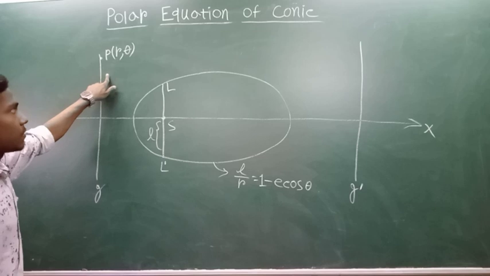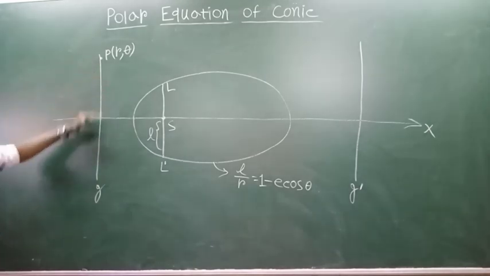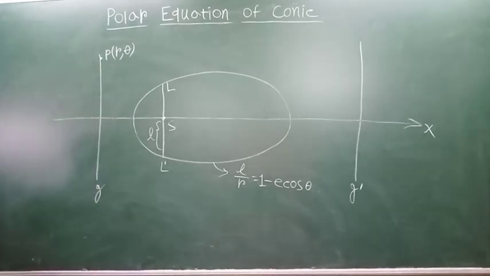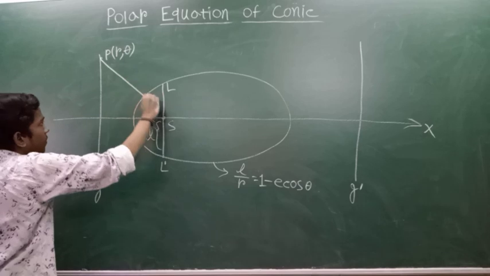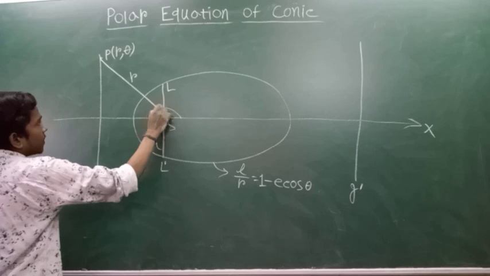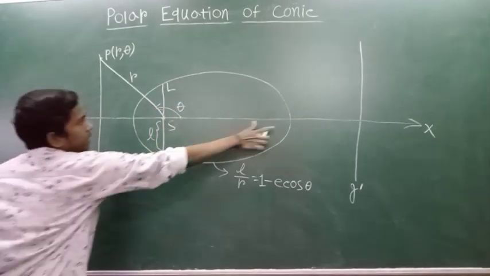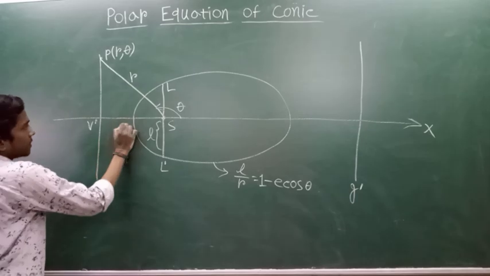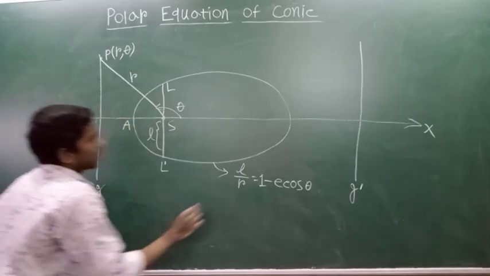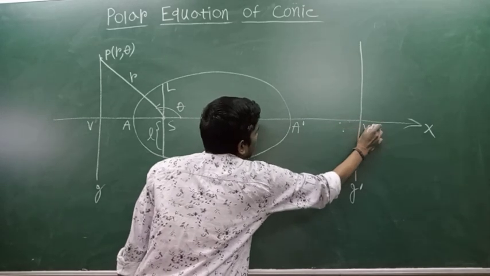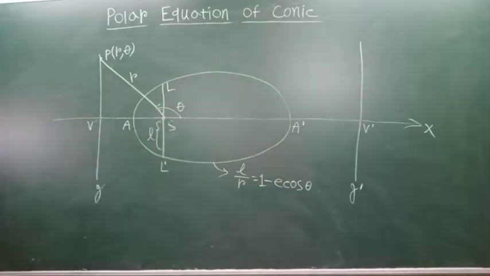Now there is a general point P r comma theta. So this arbitrary point moves along this directrix, and we have to find the locus of point P to derive its equation. Now we connect this point to the focus. Since this is a pole, we can say this distance is r and this angle is theta. Okay, this is our initial line and this is radius vector, so this angle is vectorial angle theta. Say this is point V dash and this is point, no, this is point V, this is point A. This is A dash and this is V dash. Okay, we'll come to this directrix later. First, we derive its equation.